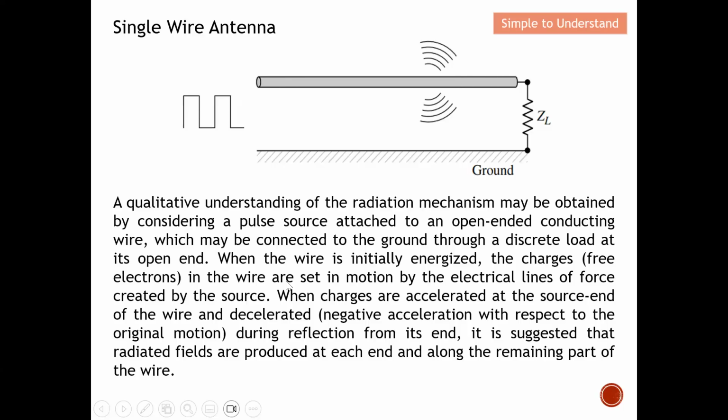So this is what I mean here. When charge accelerates at the source end of the wire, they all accelerate at the source end, and then they decelerate because of reflection from the end. So you have reflection, and then the speed will be reduced. It suggests that the radiated fields are produced at each end and also along the remaining part of the wire. You can imagine some form of radiation here, some form of radiation here, and also along the line.